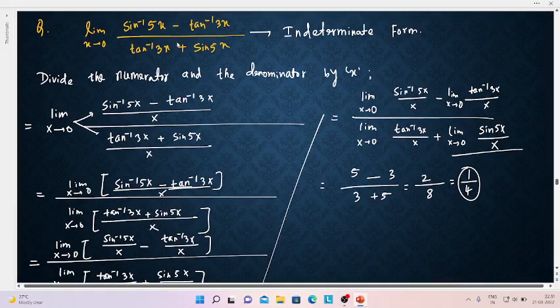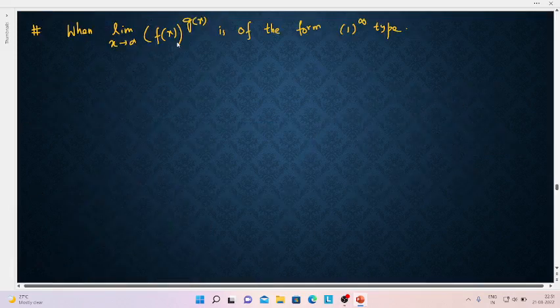So this is the solution of the question. Have you got my point, what I am trying to do in this particular question? We are dividing the numerator and denominator by x, and after that we apply a little bit of algebra and the formula, and we got the solution, right? So let's move to the next theory.